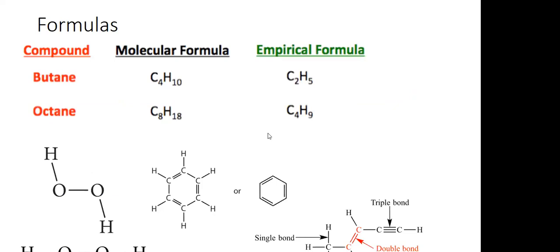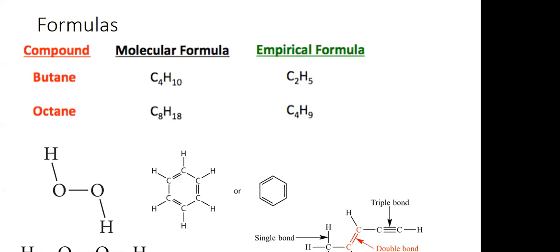So now that we've seen molecular and ionic compounds, we're going to look at formulas now. So we have things that are called molecular formulas and an empirical formula. So I'm just looking at the top. A molecular formula is every single atom that's in the compound. So butane is made out of C4H10.